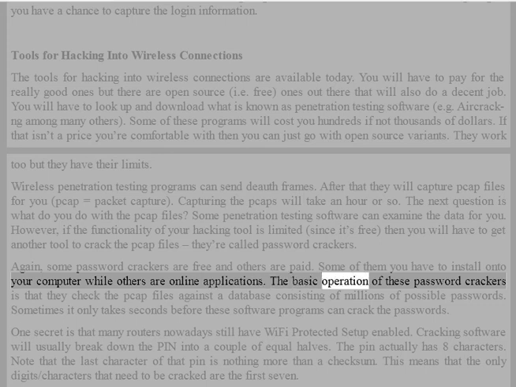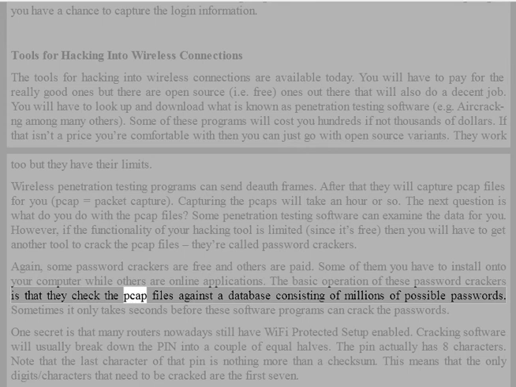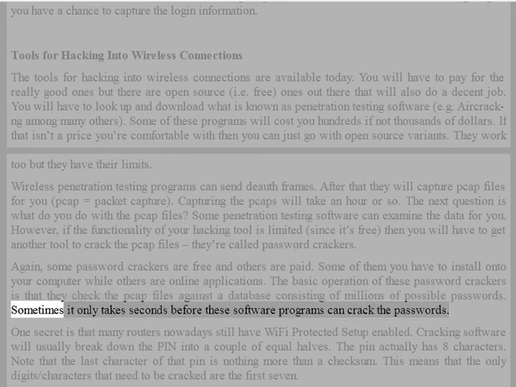The basic operation of these password crackers is that they check the PCAP files against a database consisting of millions of possible passwords. Sometimes it only takes seconds before these software programs can crack the passwords.